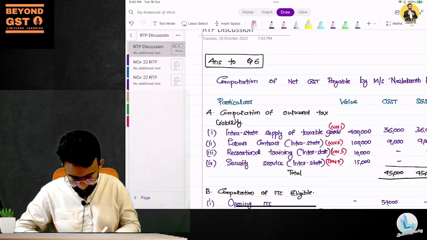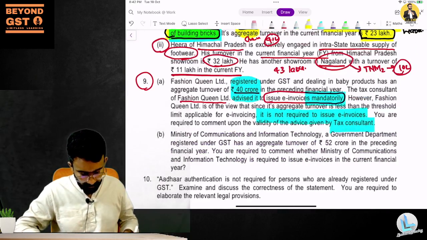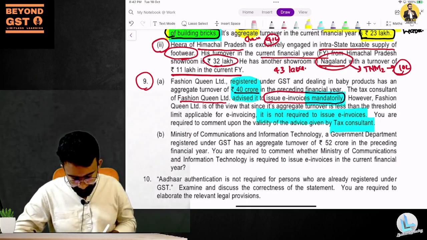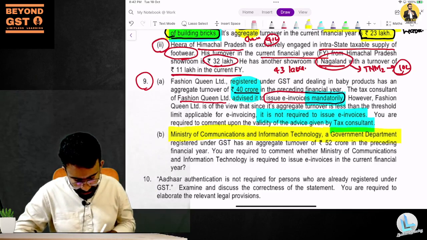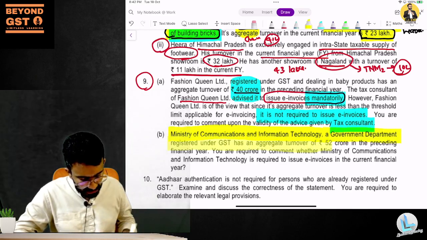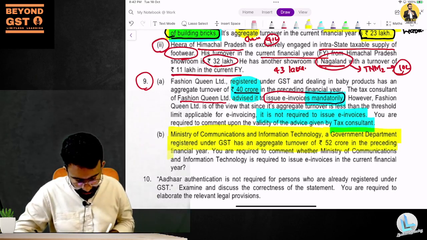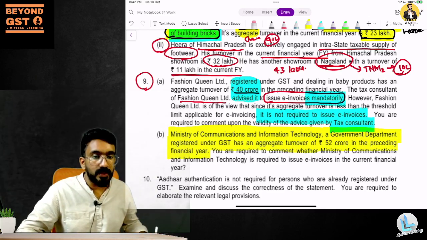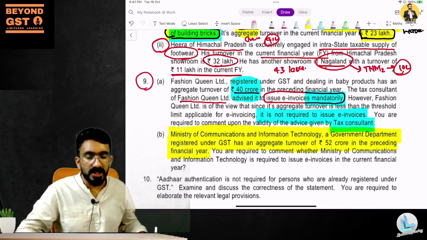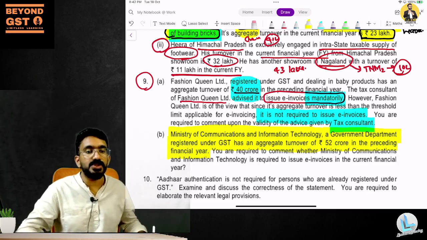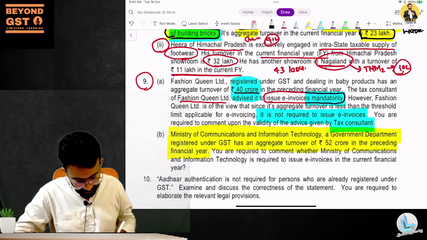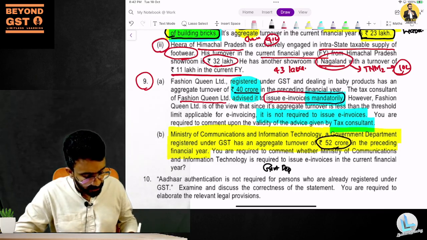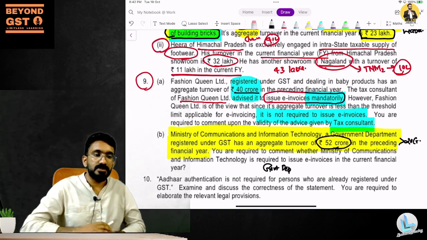Then, Ministry of Communication and Information Technology, a government department registered under GST, has aggregate turnover of 50 crores in the preceding financial year. You are required to comment whether Ministry of Communication and Information Technology is required to issue e-invoices in the current financial year. Government department, their turnover is 52 crores. Is it more than 20 crores?